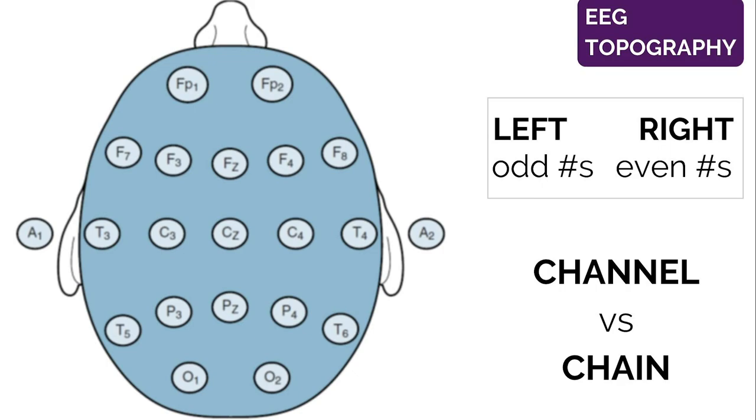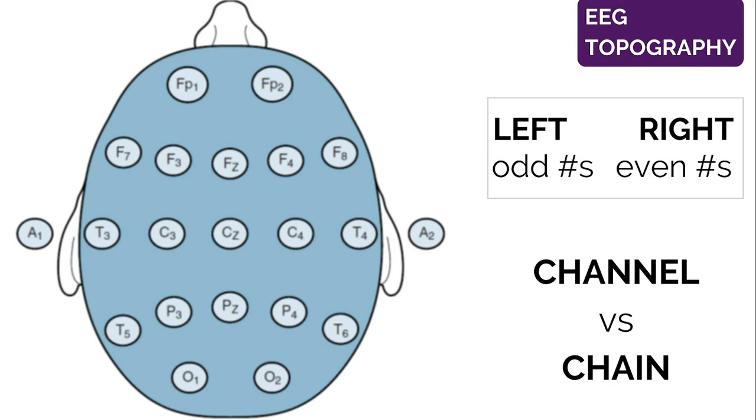So let's review these concepts. If it's on the left side, it has an odd number with it. If it's on the right side, it has an even number with it. And the letters represent where in the brain the electrodes should be placed.